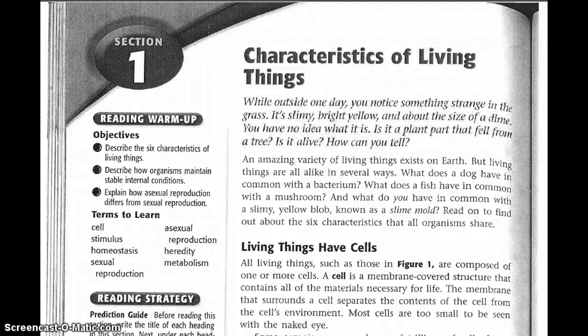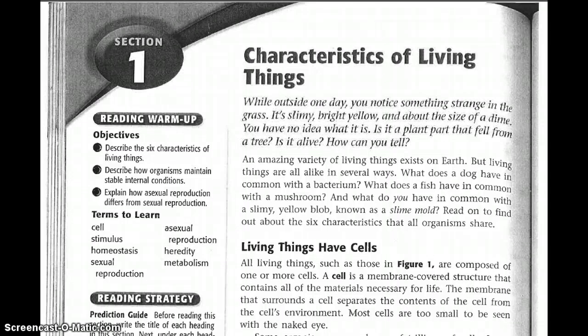Characteristics of living things. While outside one day, you notice something strange in the grass. It's slimy, bright yellow, and about the size of a dime. You have no idea what it is. Is it a plant? A plant part that fell from a tree? Is it alive? How can I tell?